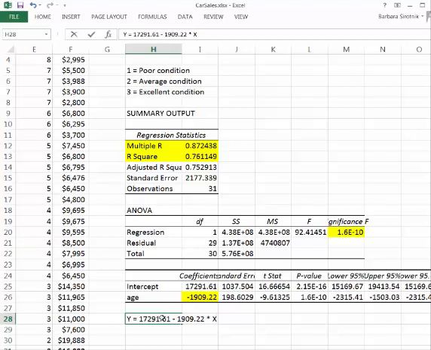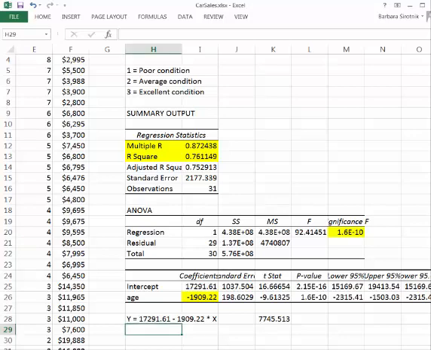So, what would happen if we have, say, a 5-year-old car? How much should we be willing to pay for that 5-year-old car? The answer is we should be willing to pay 17,291.61 plus this negative 1909.22 times the 5 for the 5-year-old car. The answer is we should be willing to pay $7,745.51 for the car. Further, for every year of age the car gets older, the price drops by about $1,900. So that's a very practical interpretation.